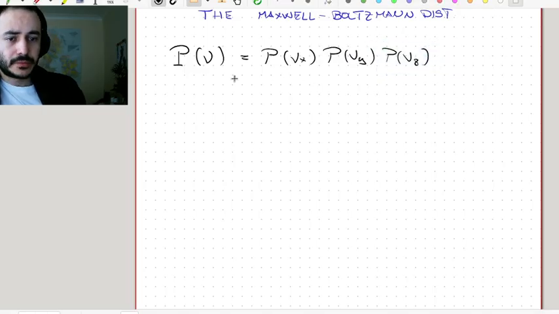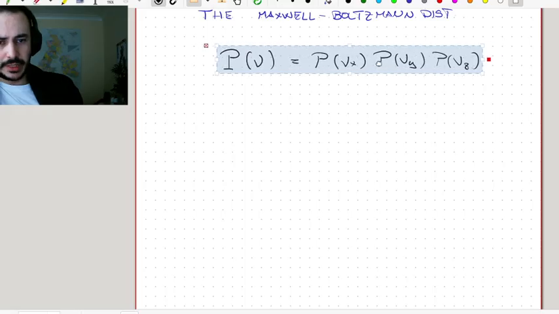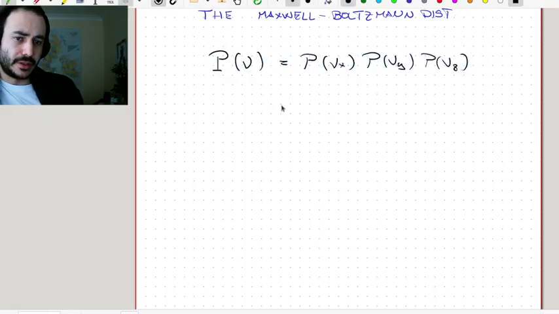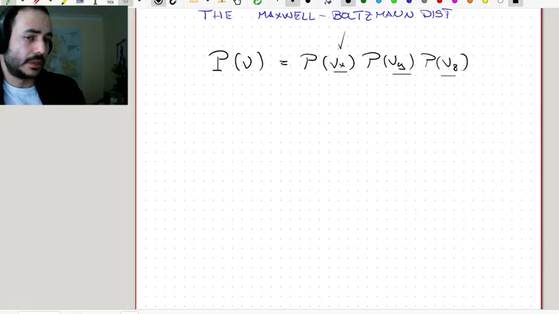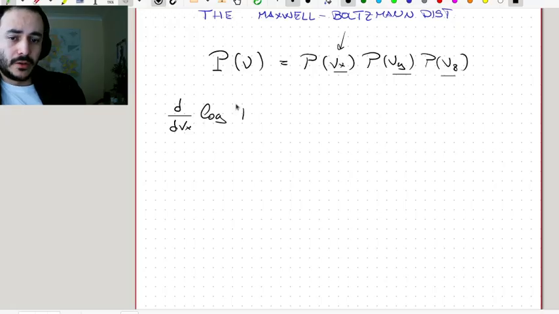So what I'm going to do now is to take what's called the logarithmic derivative. It's just taking the logarithm of both sides and then taking the derivative of that. So the logarithm of P(v), what's the derivative? And we are going to take the derivative with respect to any component, say x, y, or z. Let's choose vx. What I want is the derivative with respect to vx of the logarithm of this probability distribution, which is a function of v.